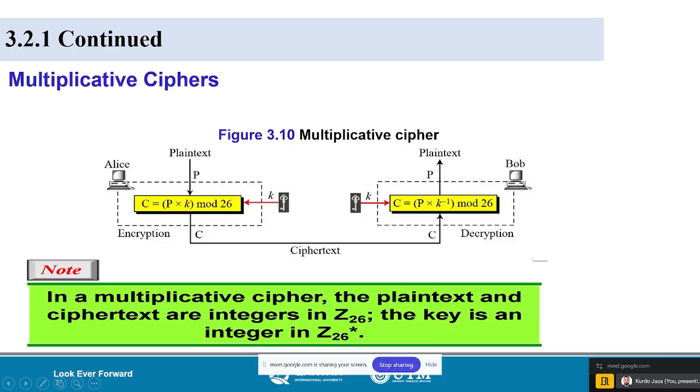The key is in Z26 asterisk, and Z26 asterisk should start from 1, not from 0.